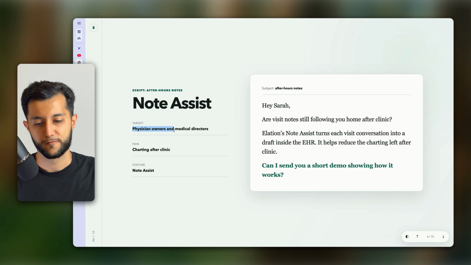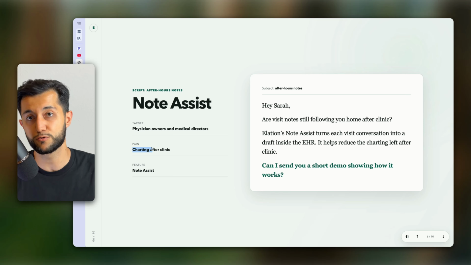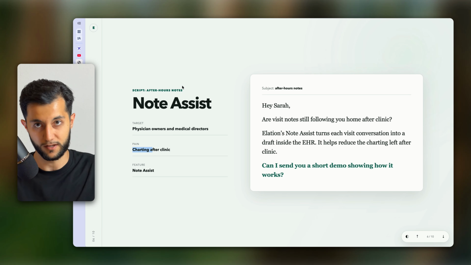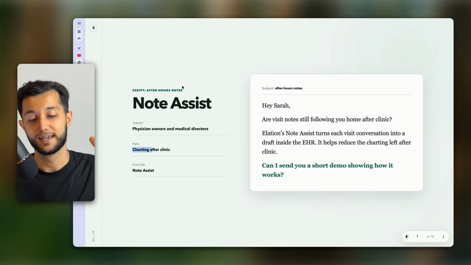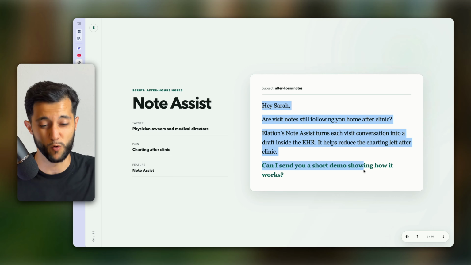And by the way, physician owners and medical directors, they might have other pains as well. So we will take those into consideration as well in extra campaigns. This is how we divide that, right? So we can be specific. We need to be specific because specificity increases response rates. That's how this works. So this is just one script.